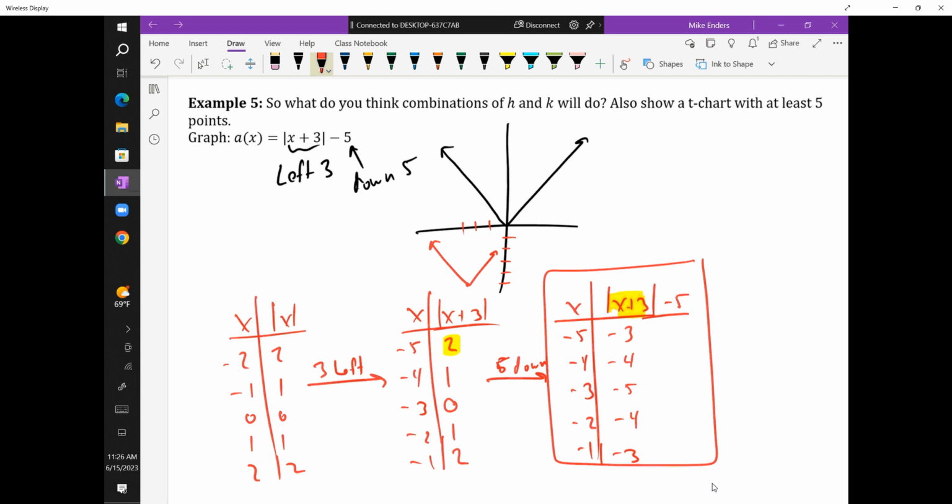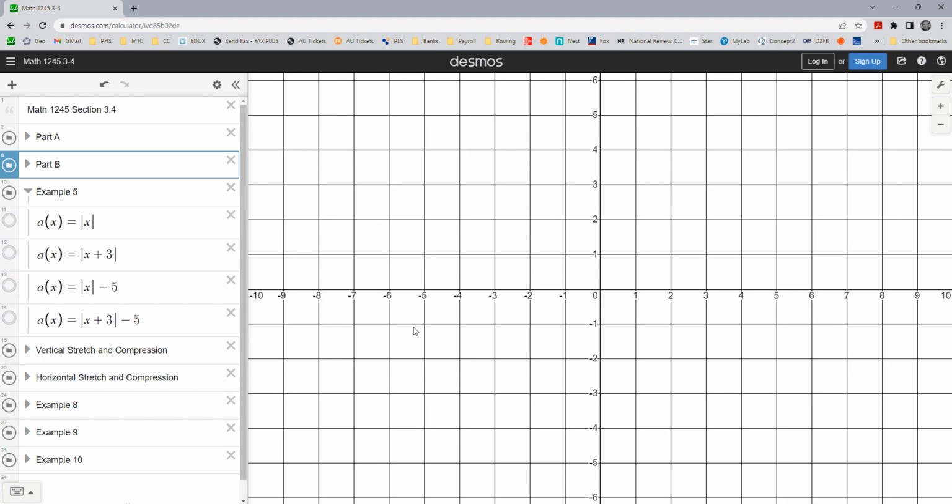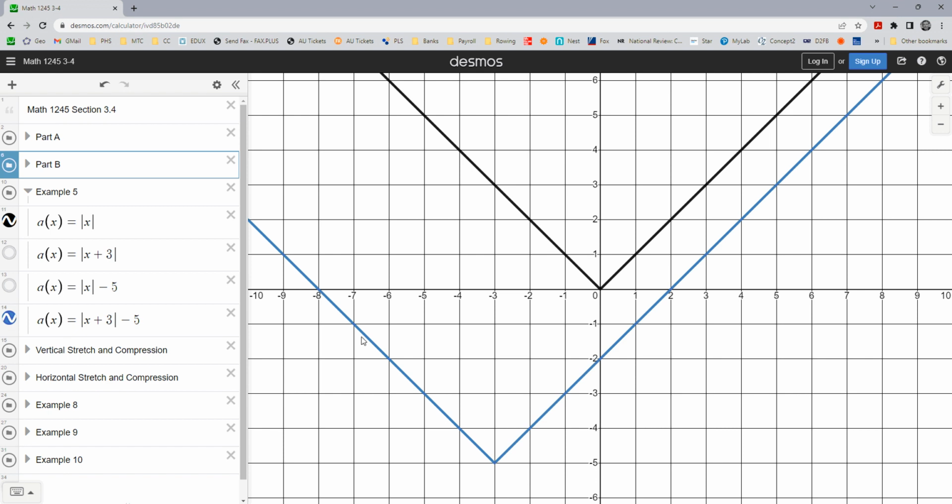As far as our 0, 0, our piece over here, that was the third line down, it ended up moving to negative 3, negative 5. If we go ahead and take a look back then, there's our parent function, and then the bottom of the V did end up down here at negative 3, negative 5. So we showed how that ends up getting into place.